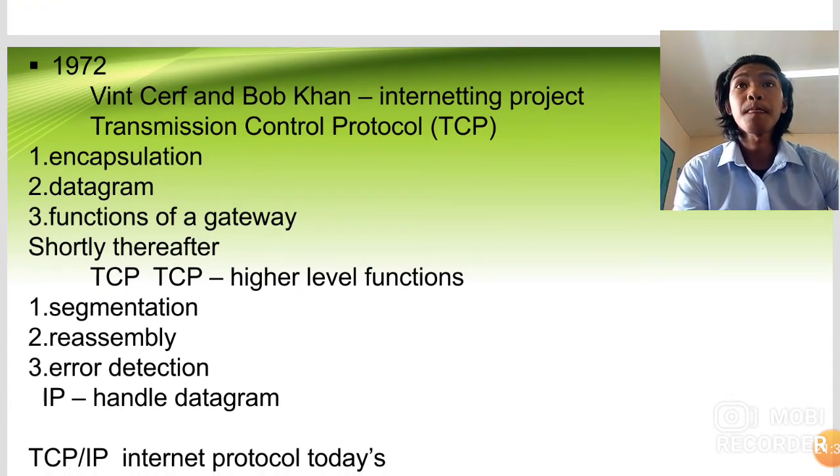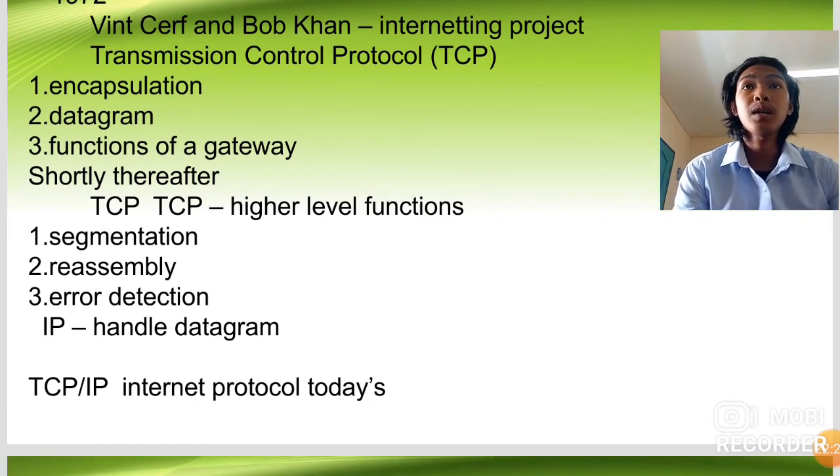Datagram and assembly. Error detection. Error detection is the detection of errors caused by noise or other impairments in transmission from the transmitter to the receiver.